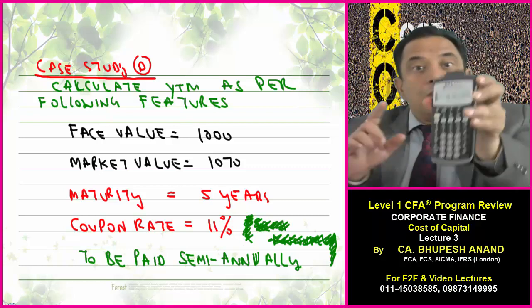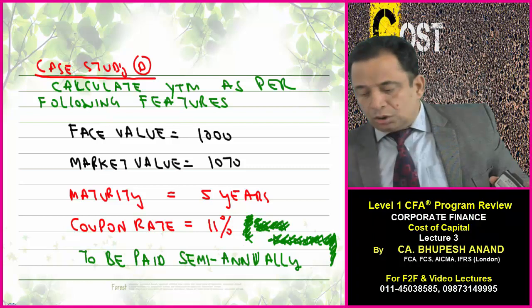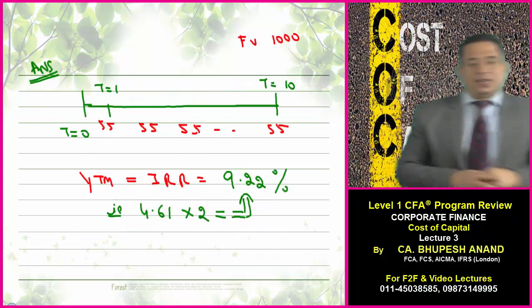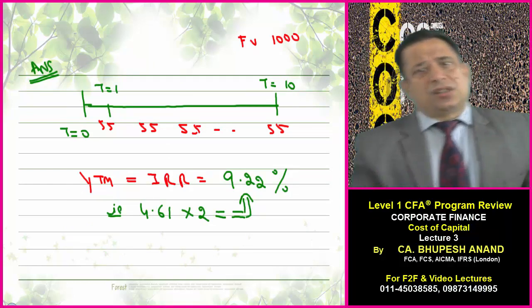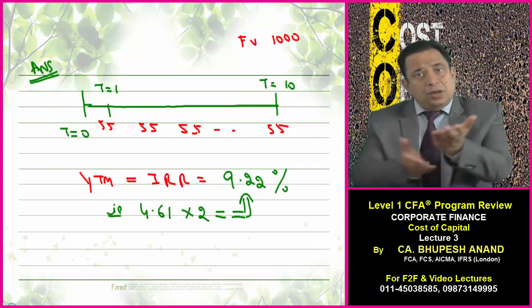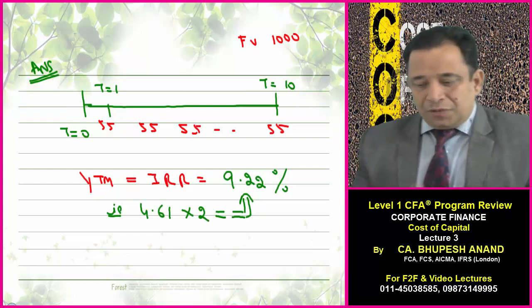Now, this is semi-annual, so we will multiply 4.61 by 2, that comes to 9 point something. These steps I have already written. Please prepare a timeline, my dear friends. Please sit straight. This is the most important and technical lecture, and we are preparing the foundation for the next lecture. So be careful. Please do it with the help of a calculator. I have written those steps also.